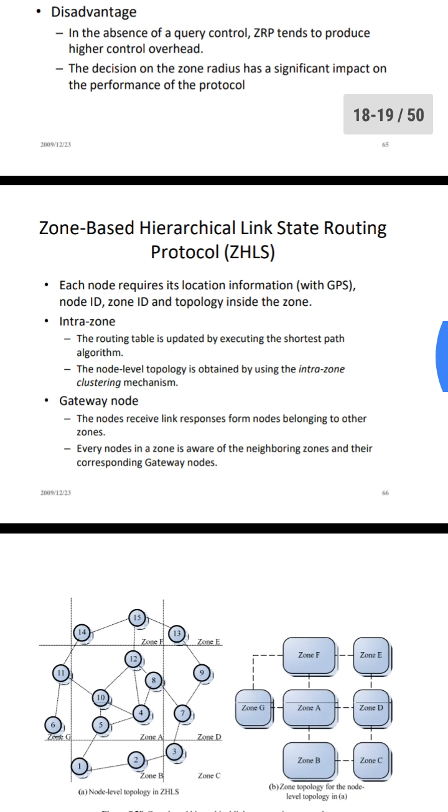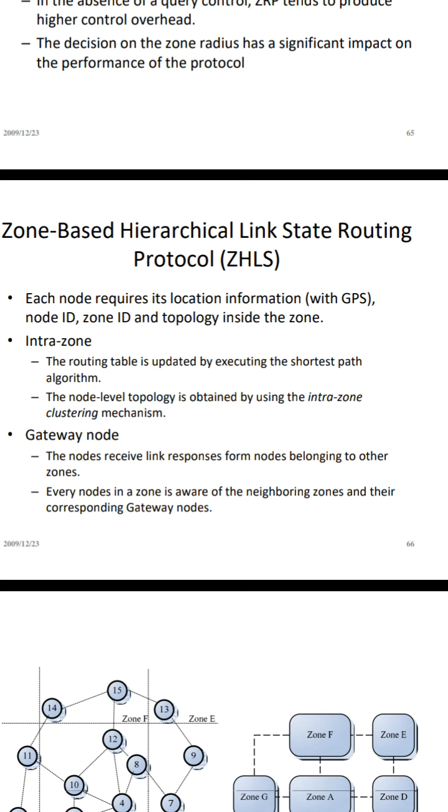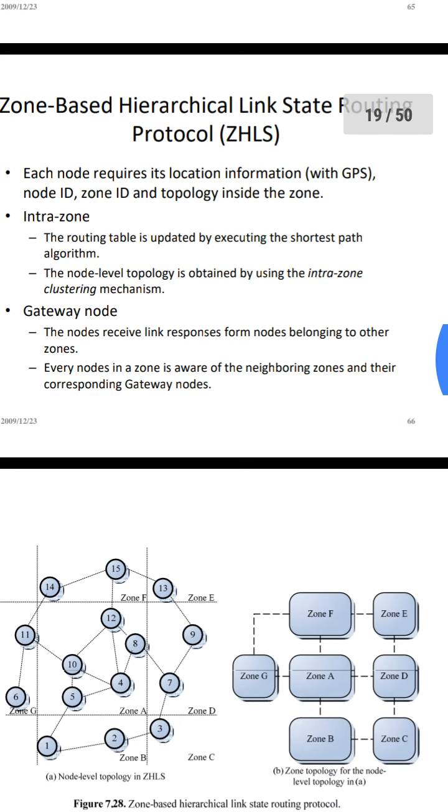Another protocol in the hybrid routing protocols is the zone based hierarchical link state routing protocol. This is the same as ZRP, but here each zone is maintained in a hierarchical link state routing. In this, each node requires its location information, that is nothing but GPS. Each node maintains location information as well as node ID, zone ID, and topological and zone information. Here also there is an intra-zone and there are gateway nodes. Gateway nodes are the nodes which belong to one or two zones.